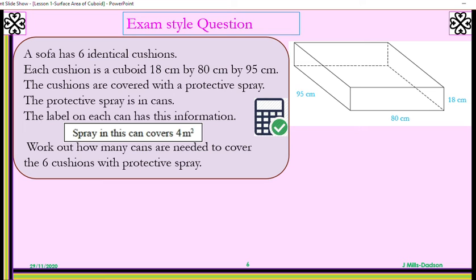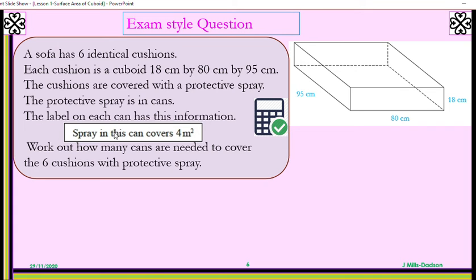Now let's look at an exam style question. A sofa has 6 identical cushions. So that is the cushion, 6 of them. Each cushion is a cuboid with dimensions 18 by 80 by 95 cm. The cushions are covered with protective spray, and the protective spray is in cans, and the label on each can has this information.